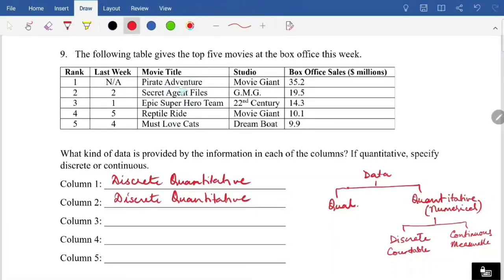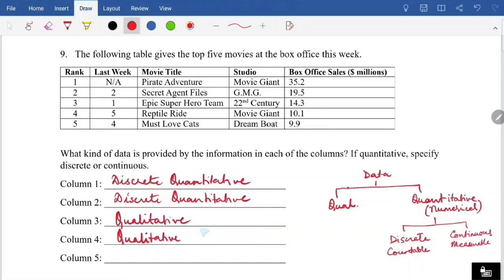Then the third column is movie title. It comes to us in the form of names. Movie title is a name, it's not a numerical value, so it's qualitative. Correct? It's qualitative. Make sure you get the spelling right. Qualitative. Then now column 4 is studio, which is also qualitative data.